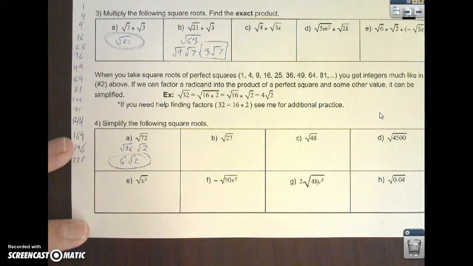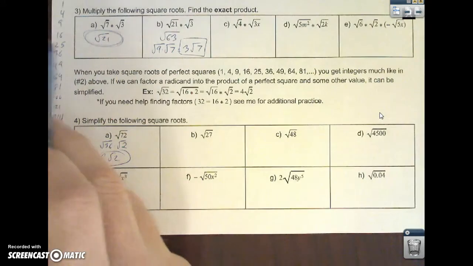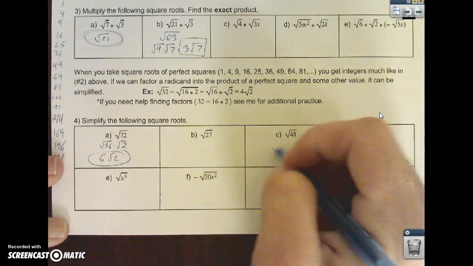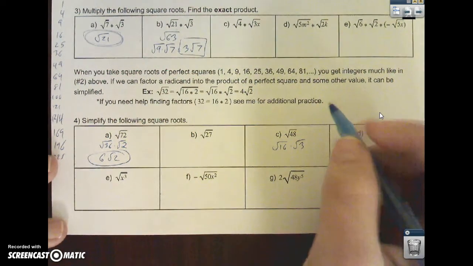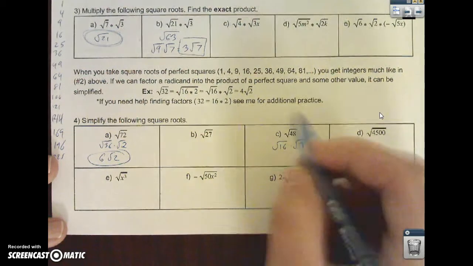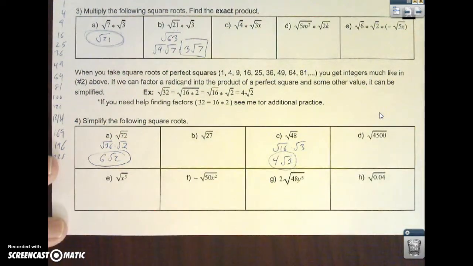Let's see here. Let's try out letter C. Root 48. What perfect square can go into 48? Again, the perfect squares are right here. 16 and 3. Just keep trying till you find numbers that work. What's the square root of 16? 4. There we go. Looking good.